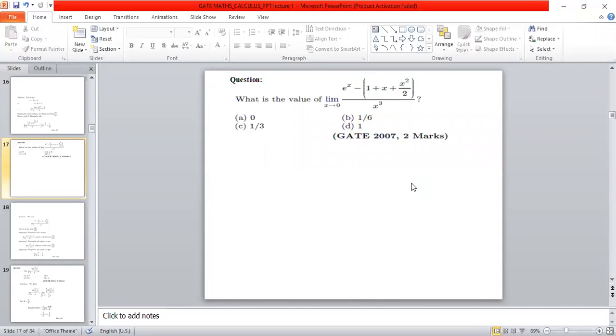Limit x tends to 0, e raised to x minus 1 plus x square by 2 upon x cube. Are you trying it? Please try and tell me the answer.